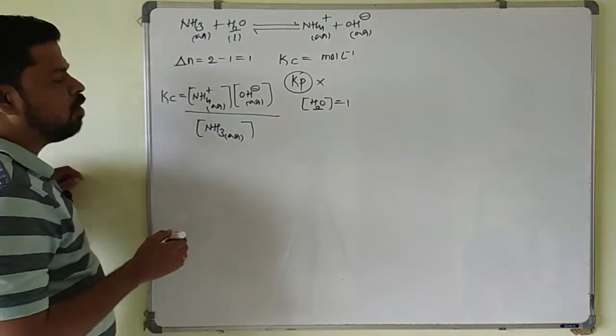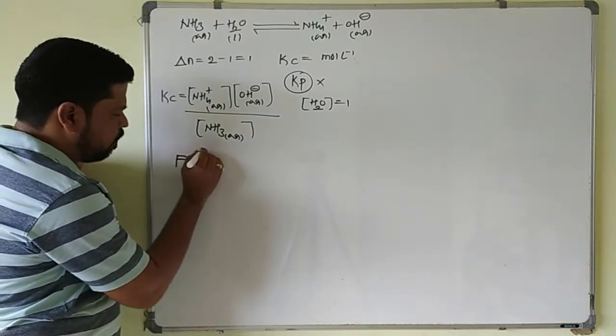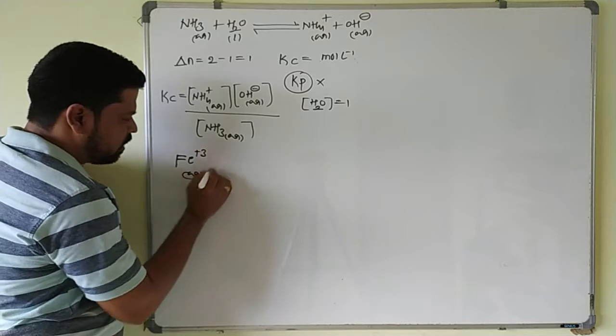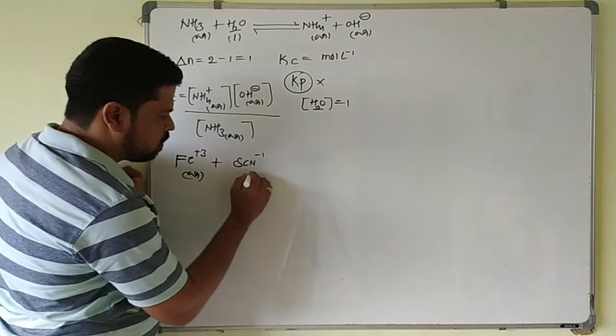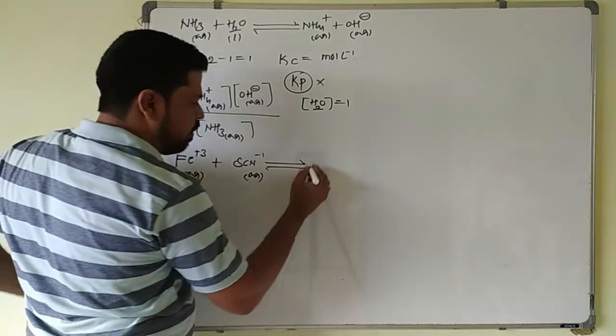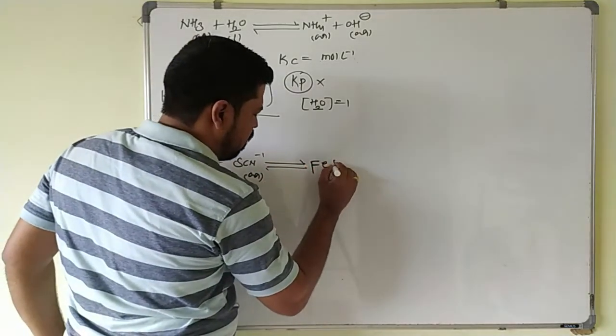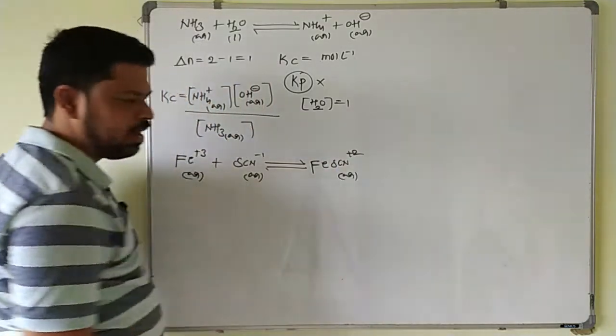Next, another example of a liquid homogeneous system: you can take Fe plus 3 in the aqueous medium combining with SCN minus 1, which is also in the aqueous medium. These two are in equilibrium with FeSCN plus 2, which is in the aqueous medium.